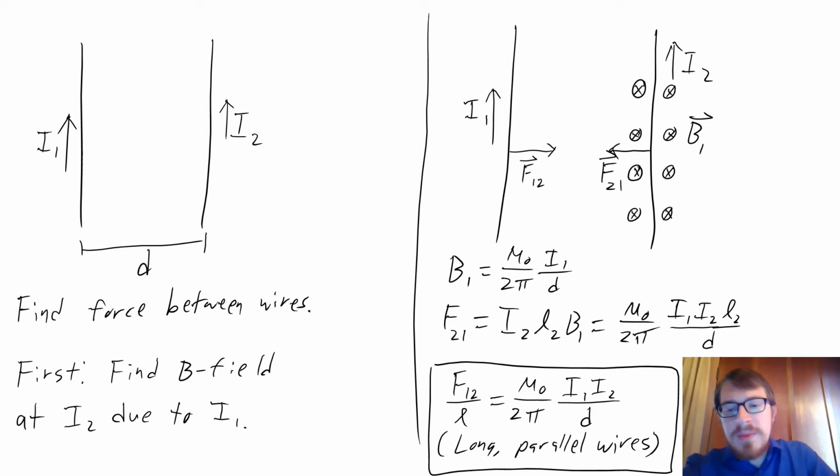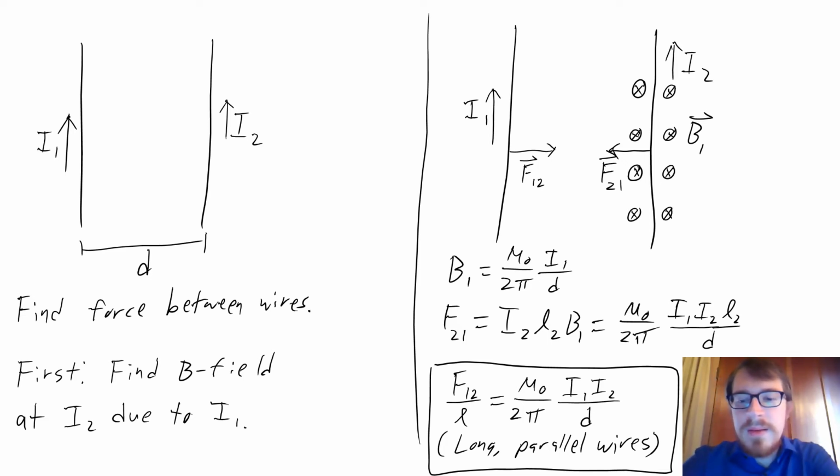Now it's often much more useful to think about force per unit length, since very often we have very long wires, and thinking about the total force on them is not terribly useful, but thinking about the force per unit length can be quite useful. And so we can divide that force by the length of one of the wires, which should be the length of both wires, to get that the force per unit length is mu naught over 2 pi times the product of the currents divided by the distance between them.